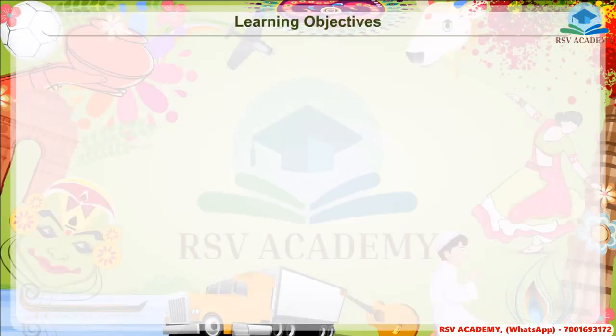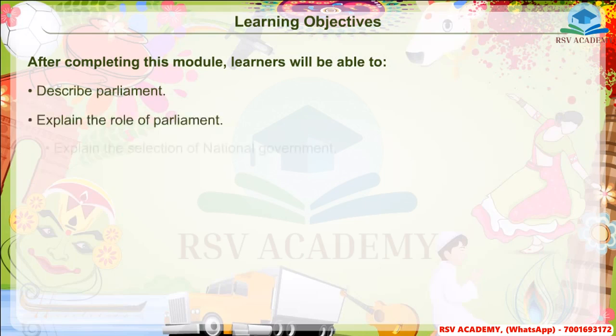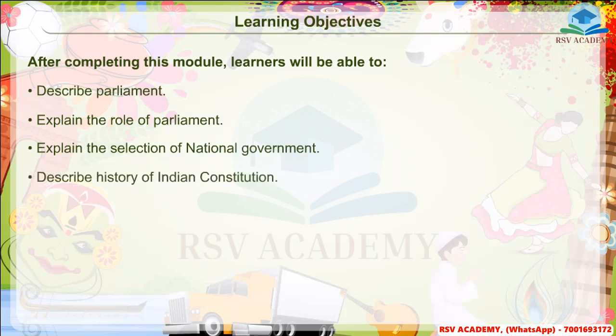Learning objectives. After completing this module, learners will be able to describe Parliament, explain the role of Parliament, explain the selection of national government, and describe the history of the Indian Constitution.